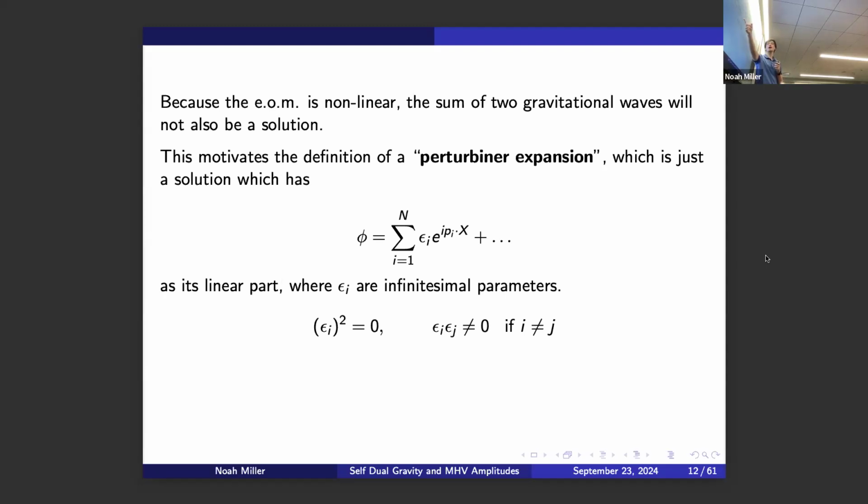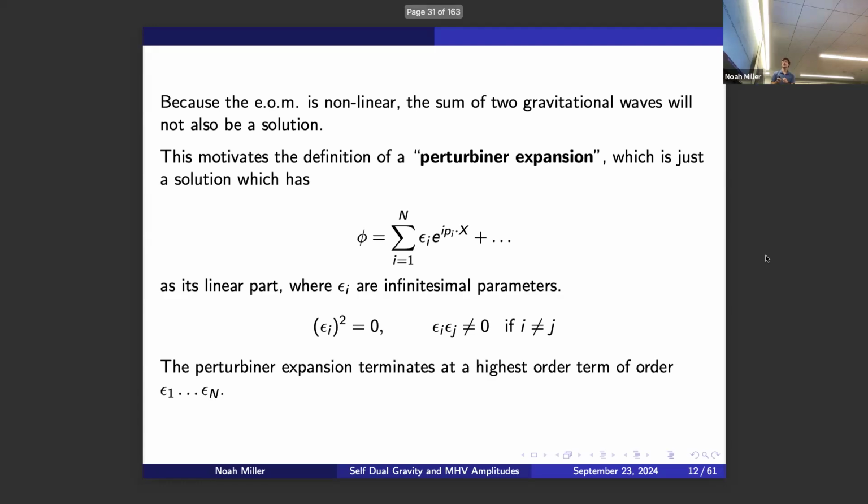So here, these epsilon i's, where i goes from 1 to n, are infinitesimal parameters, where any individual epsilon i squares to 0, but the product of distinct epsilon i's won't be 0. They're like little amplitudes for the waves. And if you start with a solution, you say, okay, I want to have a sum of plane waves where each plane wave has this epsilon i amplitude, and I want to recursively solve the equation of motion at higher and higher orders in epsilon. This is called a perturbiner expansion. And the perturbiner expansion will terminate at a highest order term of order epsilon 1 all the way through epsilon n. So it stops once you have a term with all the epsilons in it.